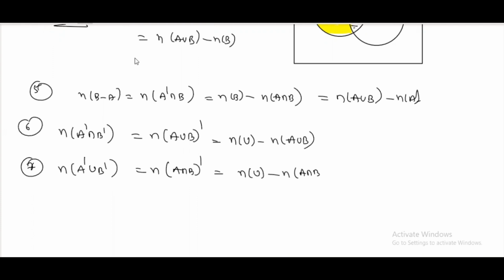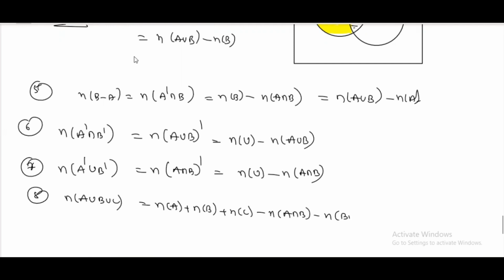So when we are taking 3 non-empty sets, how can we find n(A ∪ B ∪ C)? It is n(A) + n(B) + n(C) − n(A ∩ B) − n(B ∩ C) − n(C ∩ A) + n(A ∩ B ∩ C). So this is the formula to find the union of 3 sets. So let's solve the problems.